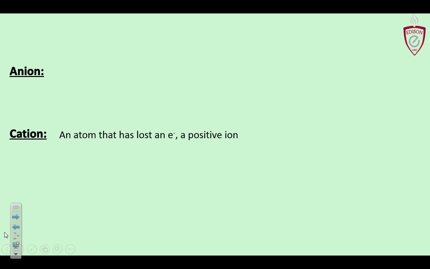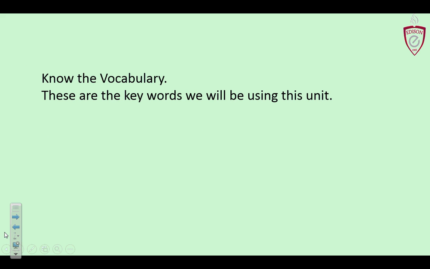Right, and then it also helps us with the anode and cathode. Yeah, for sure. Really it all ties together. Really does. So here it is. Know your vocab. Study, take your keywords quiz. These are the keywords that we will be using this unit.